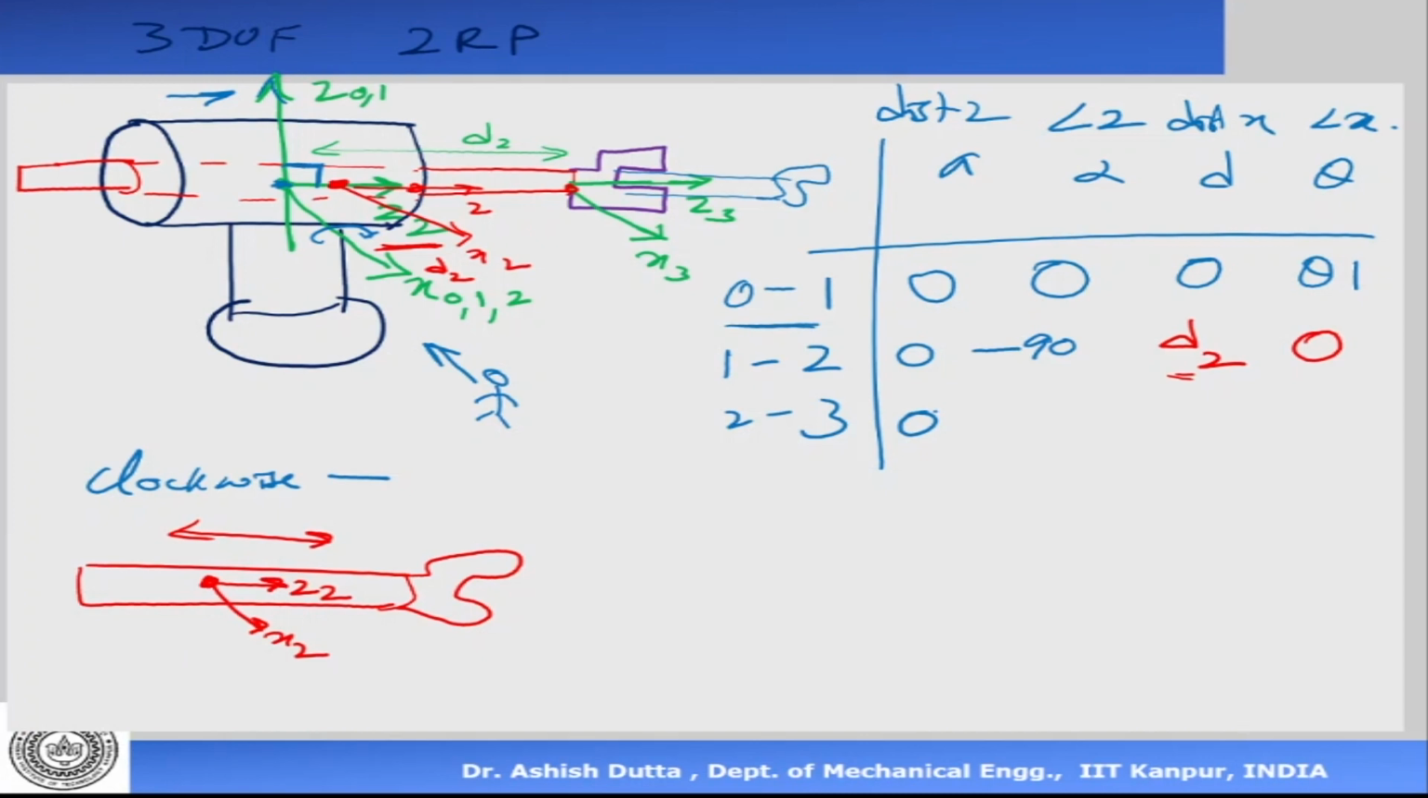What about the angle between the z-axis? There is no angle because they are along the same axis. Okay, they are along the same line. Now what is the distance between the x-axis?